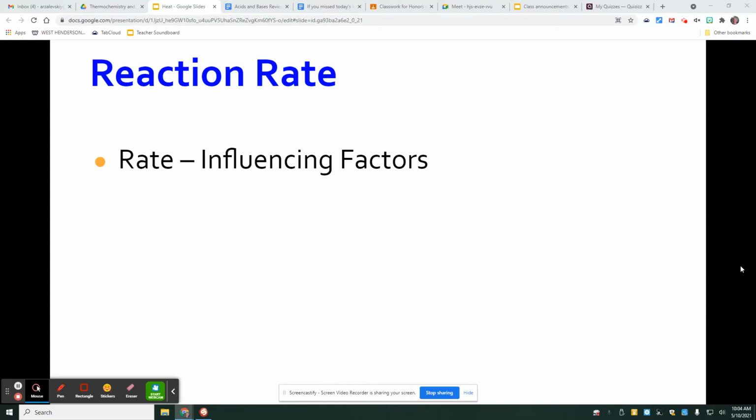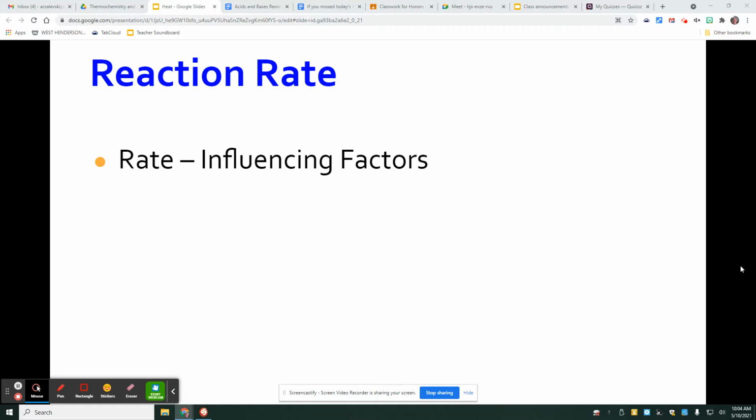This video is on rate influencing factors. We learned about the collision theory in a previous lesson, and that says that in order for two reactants to react, they must collide, but not any old collision. It must be a collision with favorable orientation and enough energy equal to that activation energy in order to react. And that is called an effective collision.